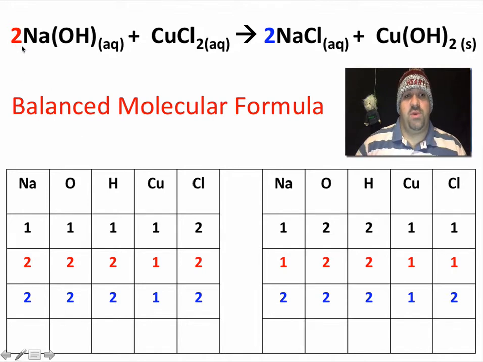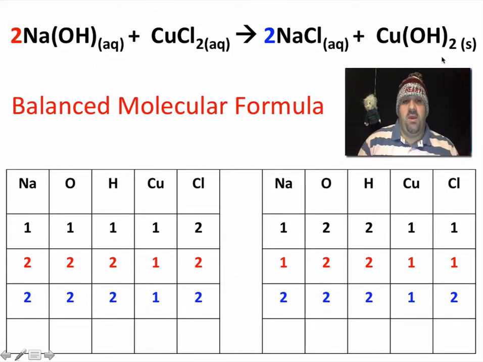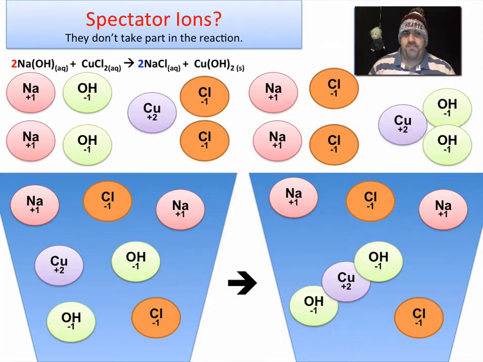hydrogen. Well, we now have 2 hydrogen. This 2 applies to everything. When you have a large coefficient at the front, it applies to every single thing in the formula. There's still 1 copper, and there are 2 chlorine. So this equation actually is now balanced. So this is the balanced molecular formula. That's what we needed. So step 2 is out of the way.